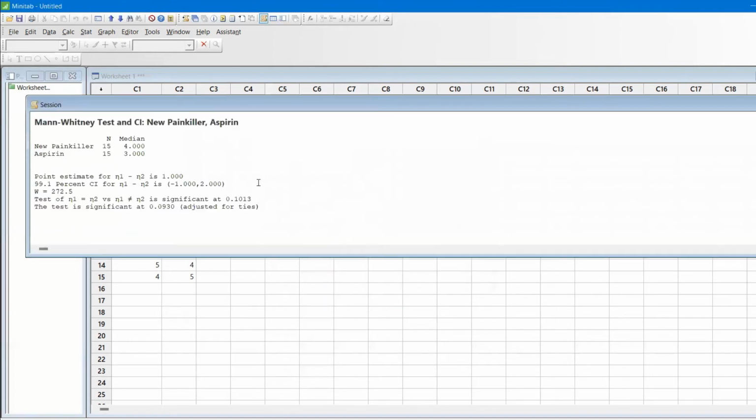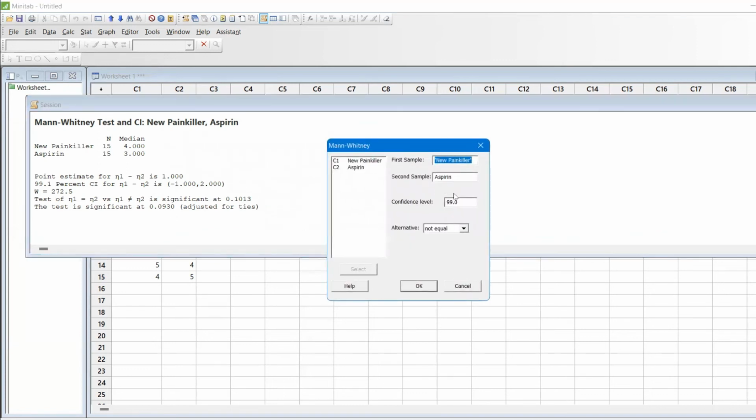So here in this case, you can see the new painkiller median is 4, the same thing we got in Excel. Aspirin is 3, and the point estimate for N1 minus N2 is 1. That means 4 minus 3 is 1, and the 90 percent confidence interval can be minus 1 to 2, and W, the Mann-Whitney value, is 272. That is actually a ranking value, and you see here the test for N1 and N2 is significant at 0.10, right? And similarly the test is significant at 0.09.